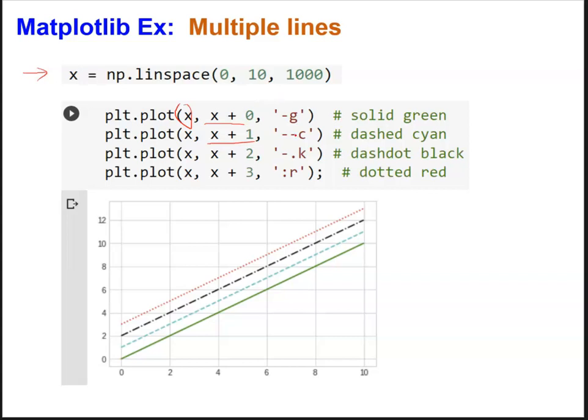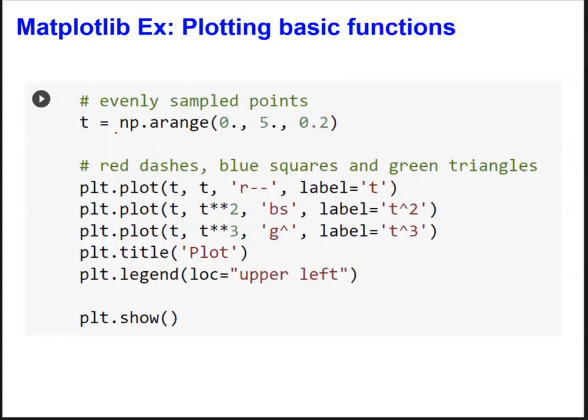of styles for the line. So this is a solid green line, right? So this is this one, and then you can also get a dashed cyan. So when you add two dashes over here, you get a dashed line, dash and the dot. You can see that the K means black, so this is what you get, and then a dotted red line is this one.